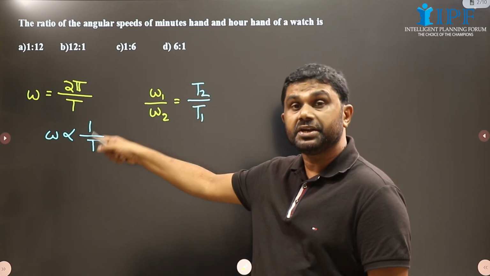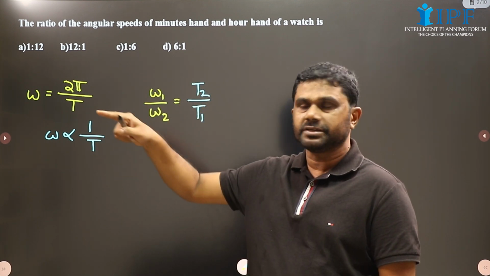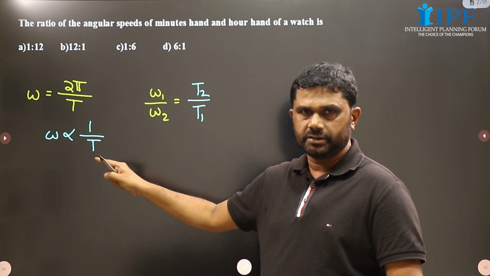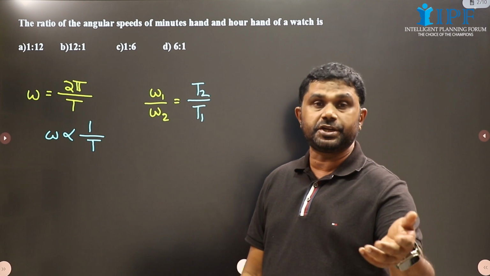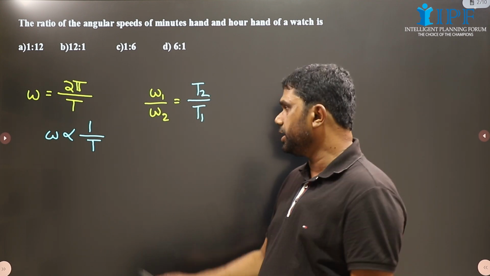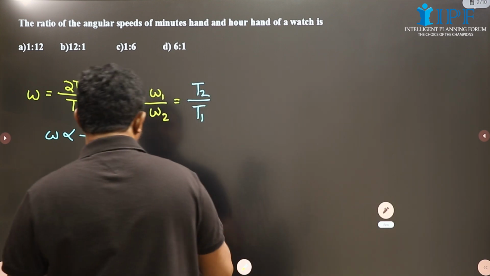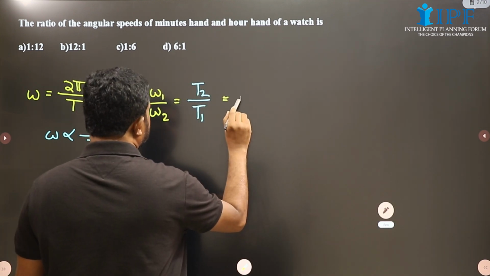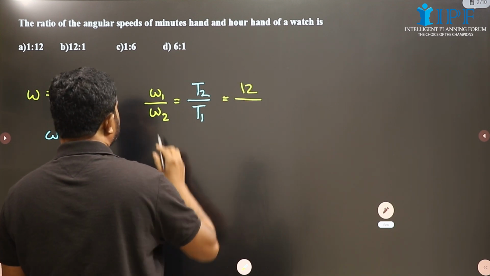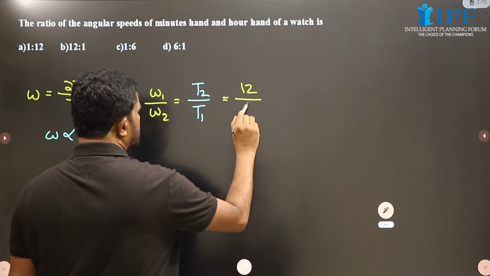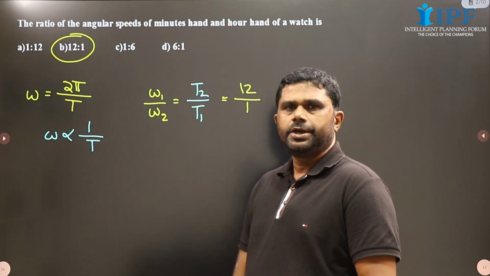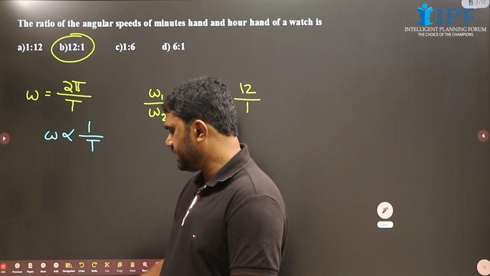If it had been omega proportional to T instead of 1 by T, then omega 1 by omega 2 will be T1 by T2 if the proportionality is direct. Okay, if it is inversely proportional, then omega 1 by omega 2 will be T2 by T1. The second case is hour hand, that takes 12 hours. And the first case is minute hand, that takes 1 hour. So the ratio must be 12:1. Okay, this one. Now let's see what we have next.